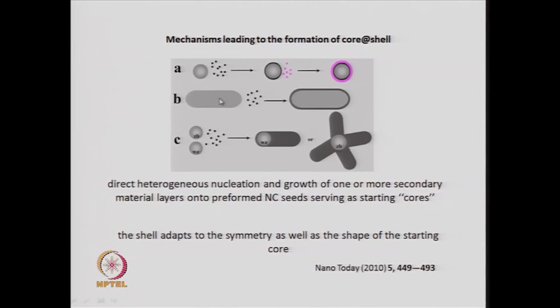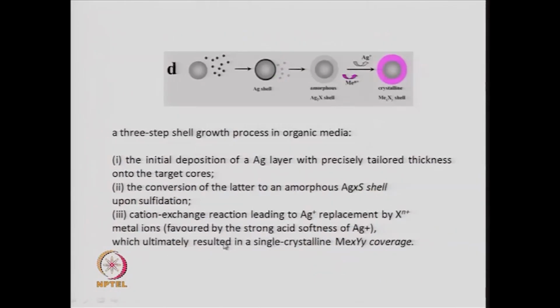Here the core is anisotropic and the shell which forms on top is also anisotropic. The symmetry of zinc blende and wurtzite is taken into consideration when the shell forms. So, on wurtzite you get an anisotropic structure, whereas on zinc blende you get a tetrapod-like structure because of the tetrahedral symmetry. So, the symmetry is important and the shell adapts to the symmetry.